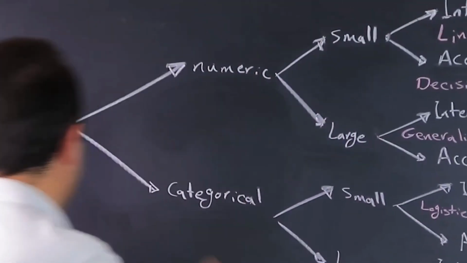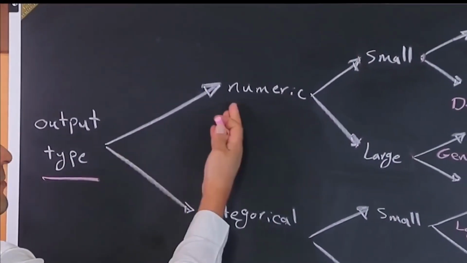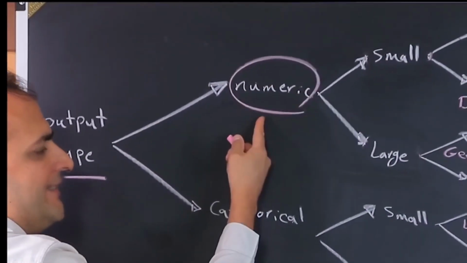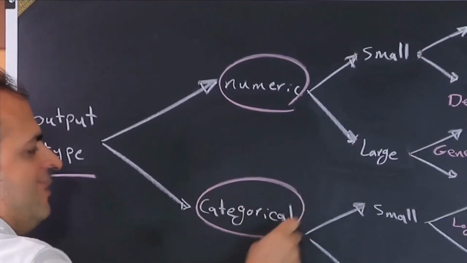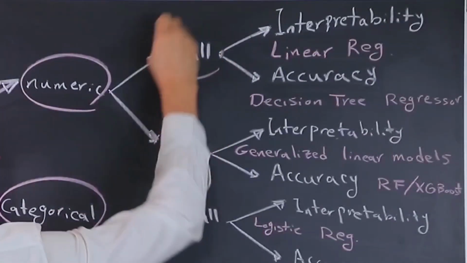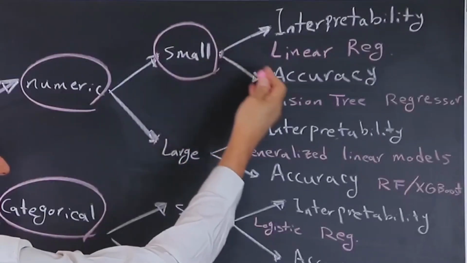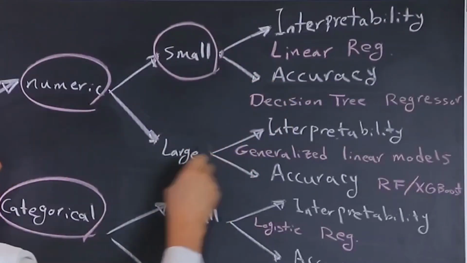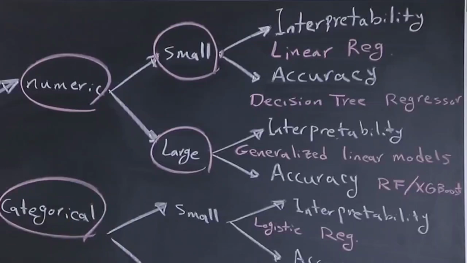The first factor: what is our output supposed to be? Are we supposed to predict a numerical value, or are we just going to categorize our data? The second factor: are we dealing with a small data set, for example, 800 records, or with a large data set of millions?